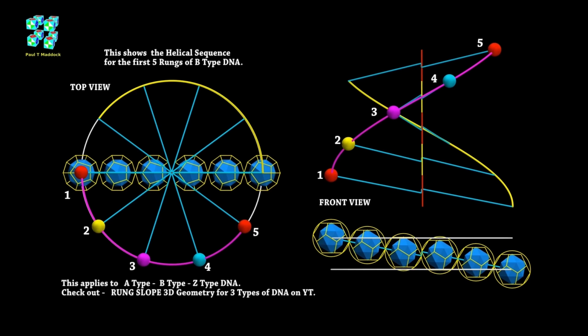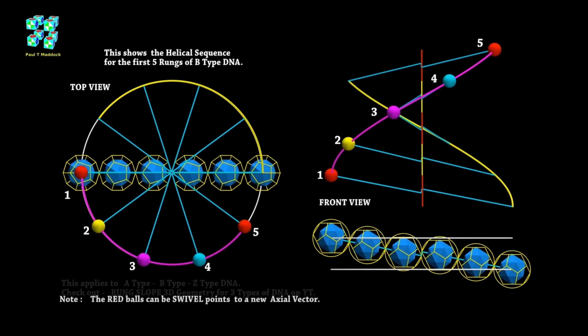I show it in my last video. I can show you the name. Now think about it. The rung information of 1, 2, 3 and 4 can be swiveled on 5. Now I showed this swivel to a different vector in my earlier videos. It has to be an obtuse angle, I showed.